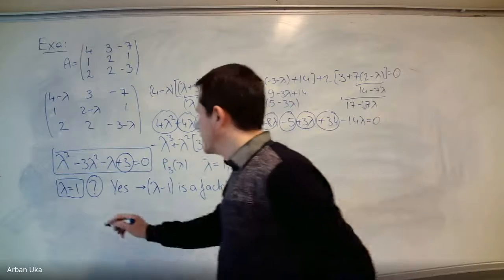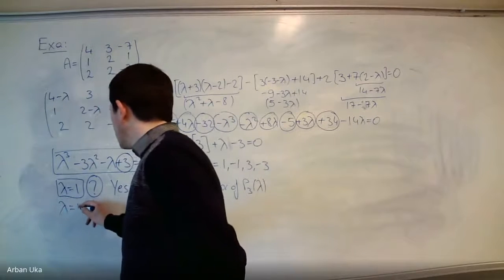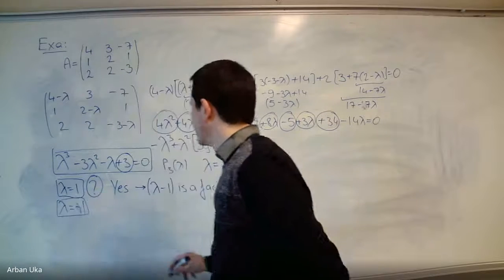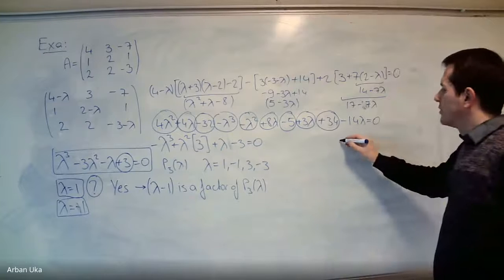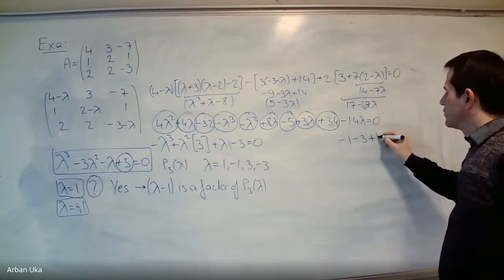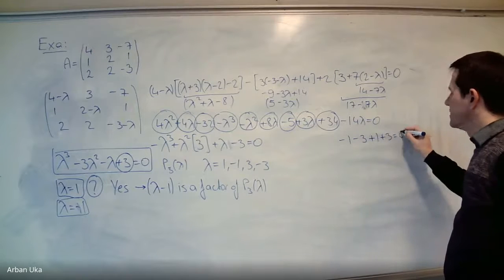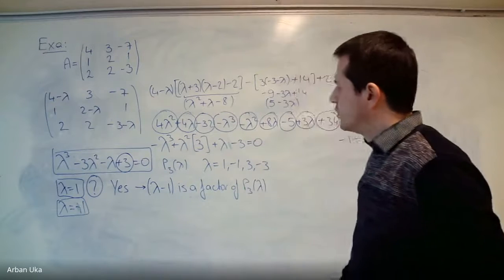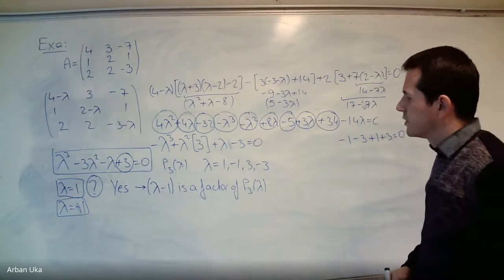Okay, it looks like lambda plus 1 is also a factor. It's a root. So we are really lucky in this case, but let's double check because I doubt it. So minus 1 to the power 3 is minus 1, minus 3, plus 1, plus 3. Yeah, this is 0. Okay. So apparently this is also a root. We found the second eigenvalue. We wish this was a little bit harder, but what can we do?